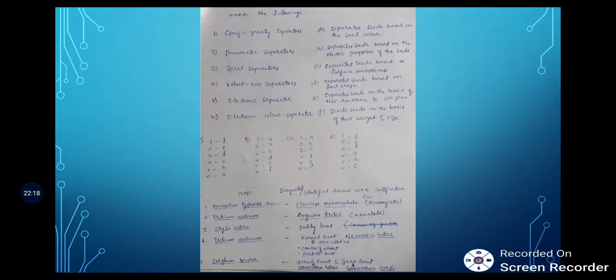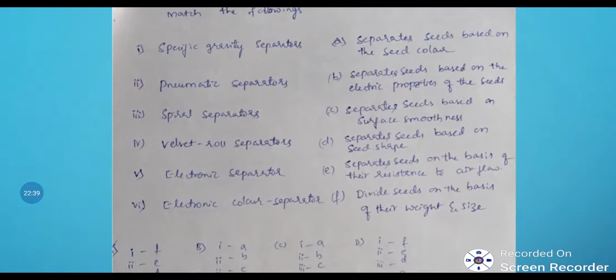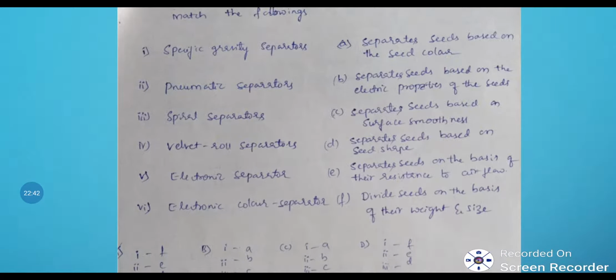We'll move to the next question. Here also it is match the following. Specific gravity separator. This is utilized to divide seeds on the basis of their weight and size. Second is pneumatic separator. Pneumatic separator is used for separating seeds on the basis of their resistance to airflow. Third is spiral separator. This is used to separate seeds based on seed shape.